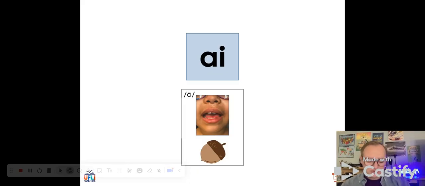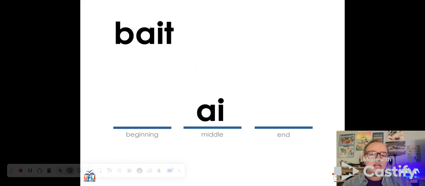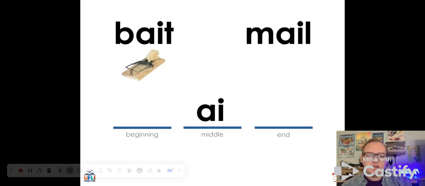AI is going to be our first vowel team that we're talking about, and AI spells A. AI spells A in the middle of a word, like in the word bait or in the word male. Do you see how the AI is in the middle of those words? And AI spells A in those words.